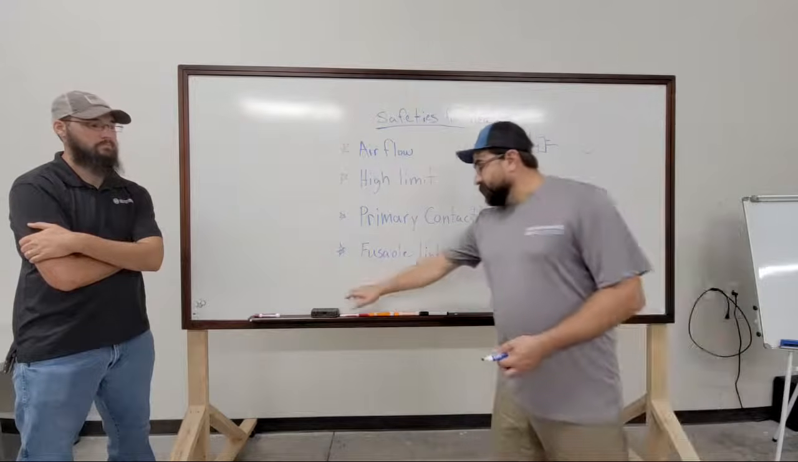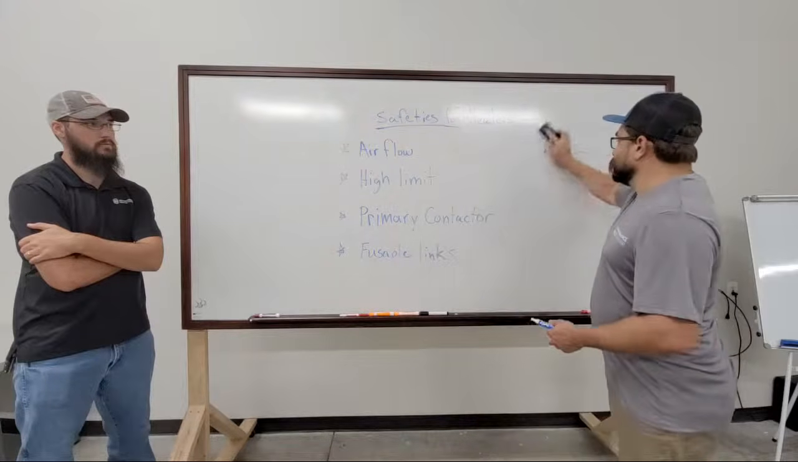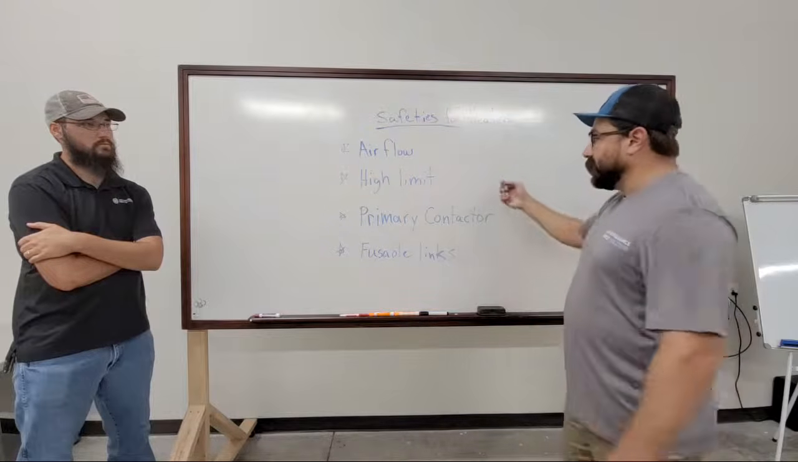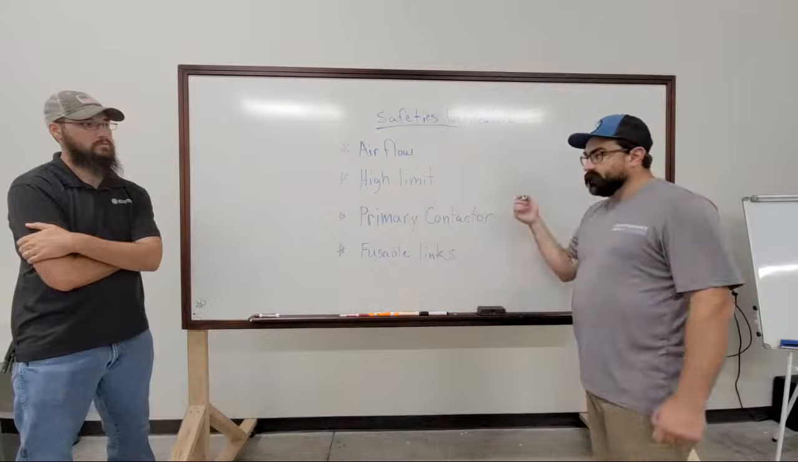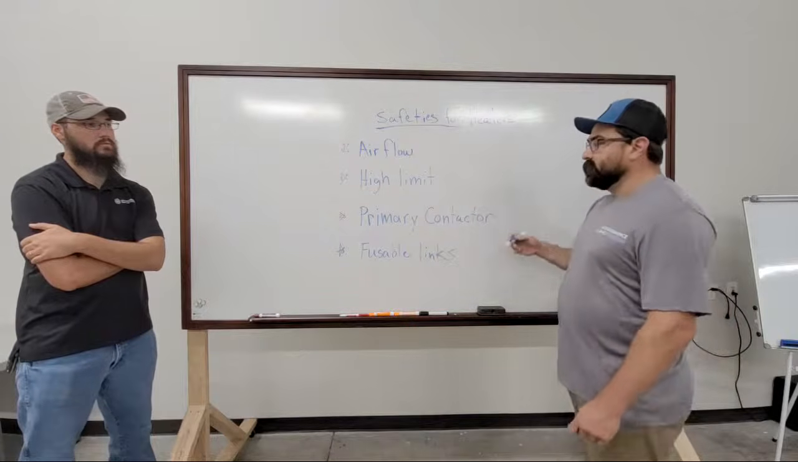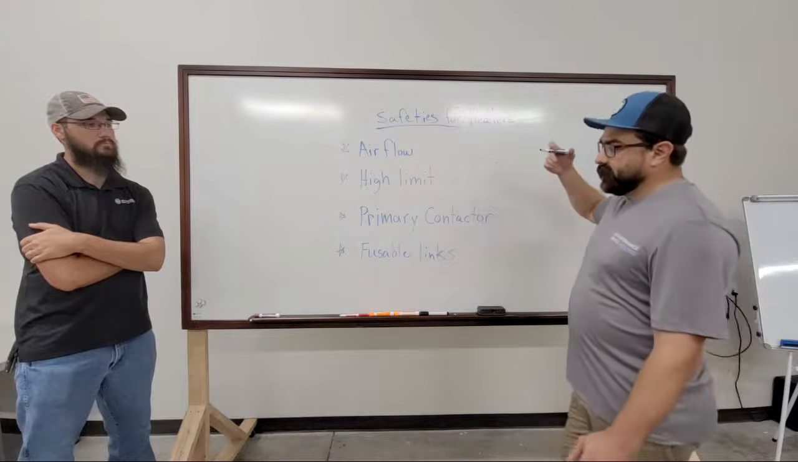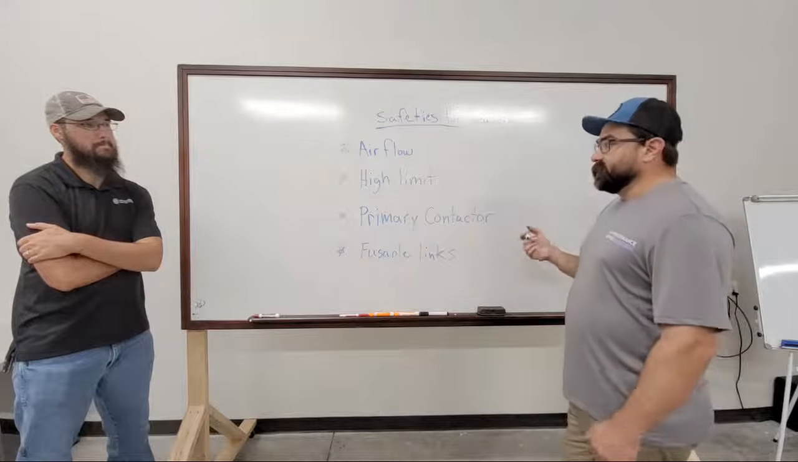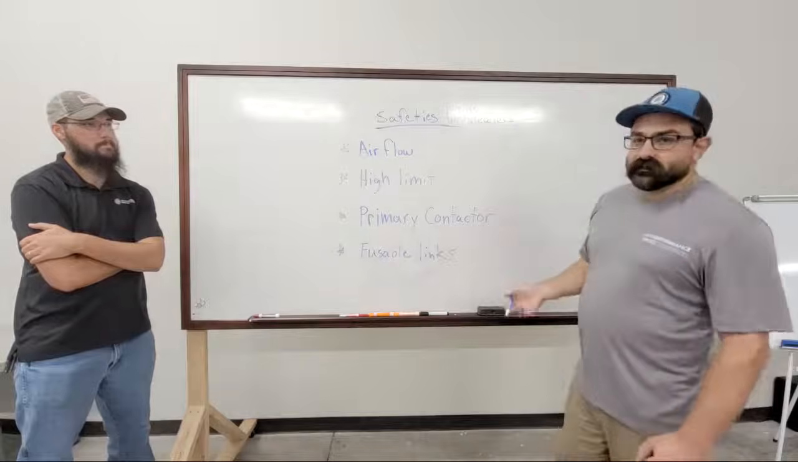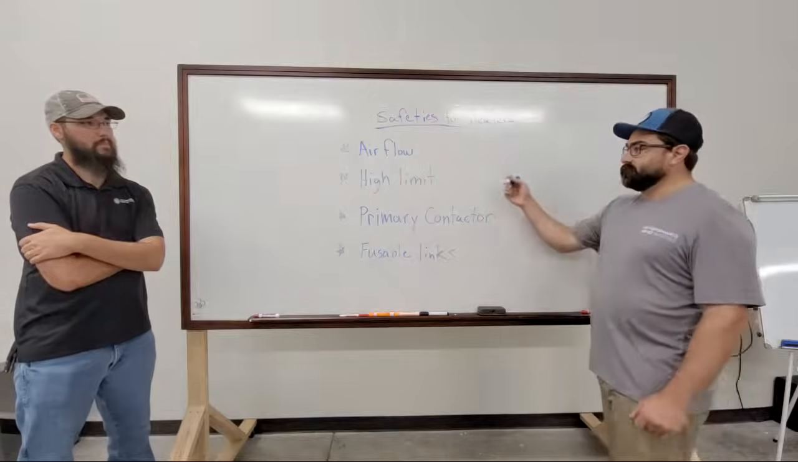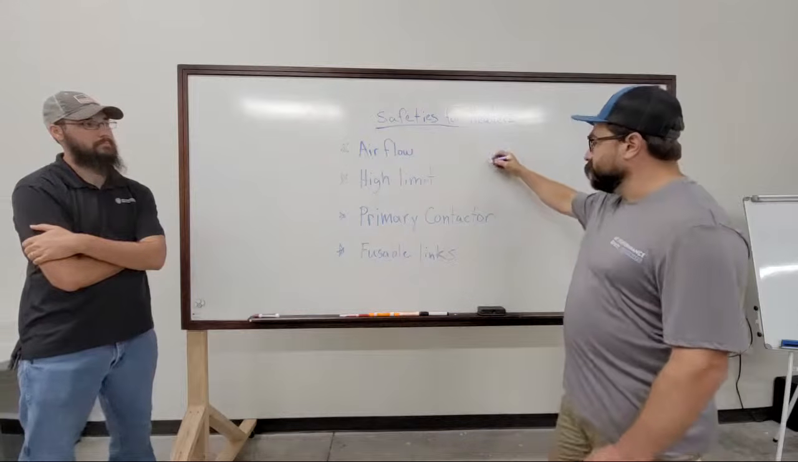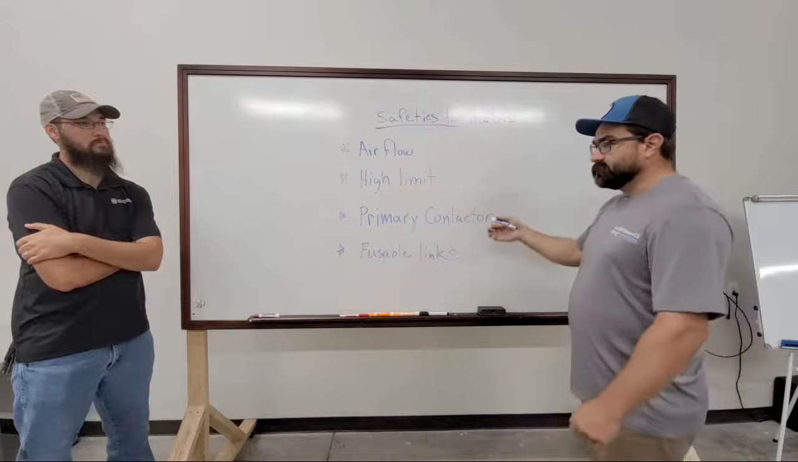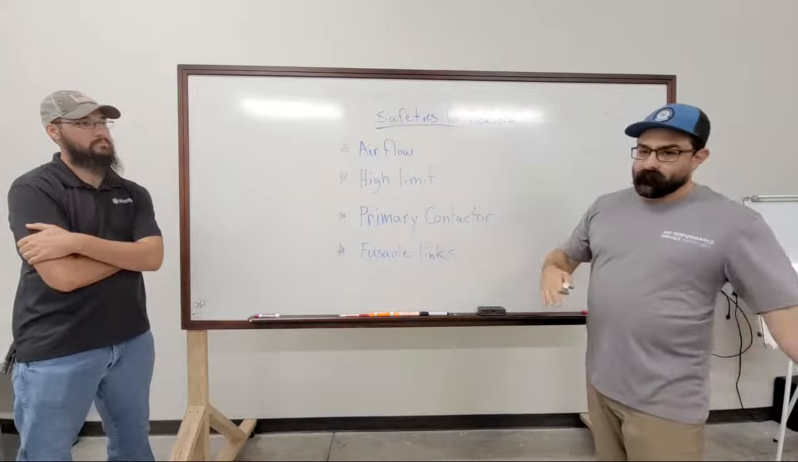The next one is obviously a high limit. As your heat strip increases in temperature, if it gets too high, a high limit will cut out. There are manual and automatic high limits. Manual reset obviously needs a manual reset. An automatic high limit can be used to control discharge air temperature. As that high limit gets to a certain point, it will trip and shut off the heater, allow it to cool down for a second, and then bring it back on.